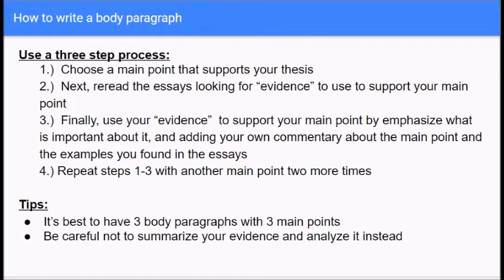The first step in the 3-step process is to choose your first main point to support your thesis. This will be your first main idea that successfully supports your argument. The second step is to reread the sources, looking for evidence to support your main point. You will choose which sources can best help you make your argument regarding your chosen main point. Finally, you will explain the ideas of the sources in a way that supports your main point.